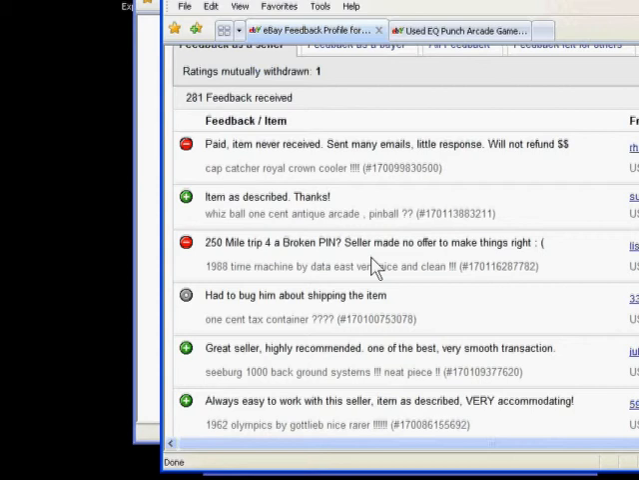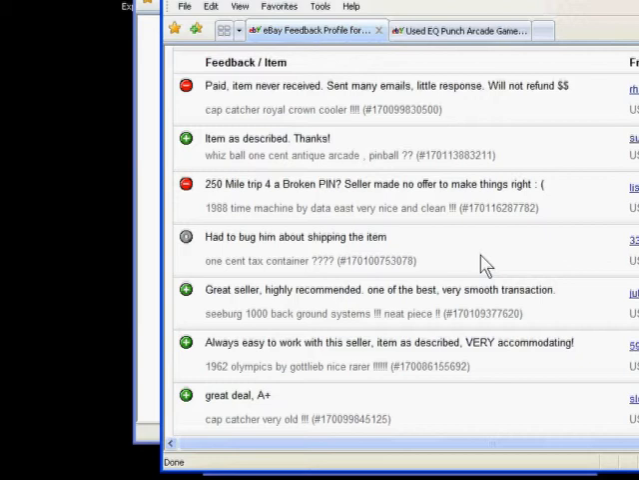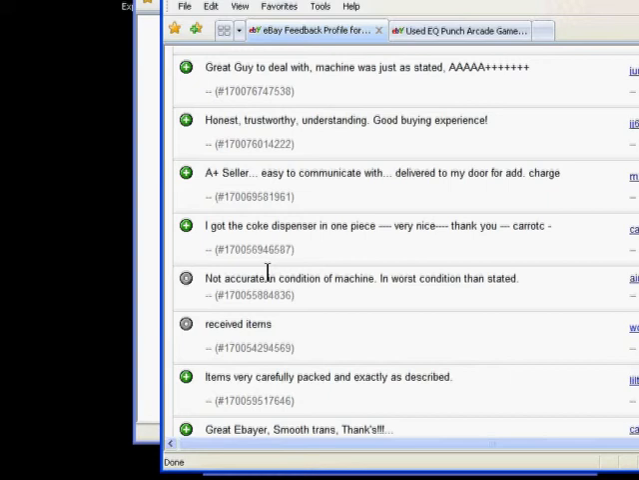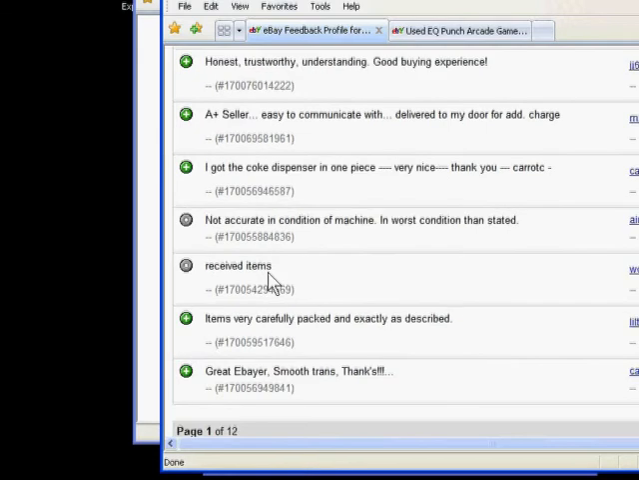"250-mile trip for a broken pin." That means pinball in this case. "Seller made no offer to make things right." Apparently the seller did not describe the item right. I also tend to trust this buyer because this information sounds very accurate. The next one says, "had to bug him about shipping the item." This really isn't a very good comment. I might discount it if it wasn't for these two negatives that we'd already looked at. As I scroll down, I see some additional neutral comments.